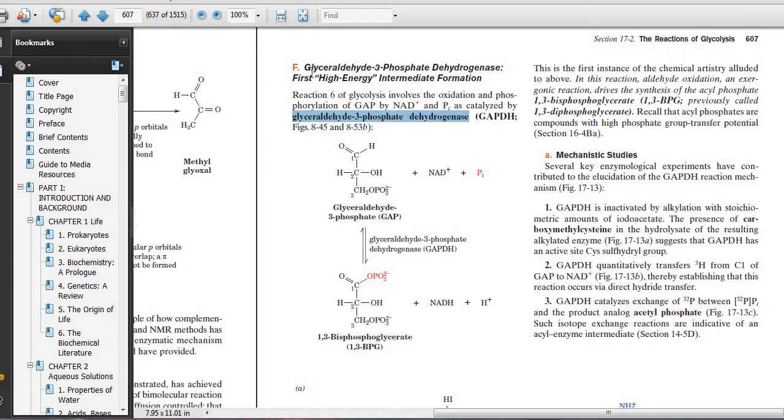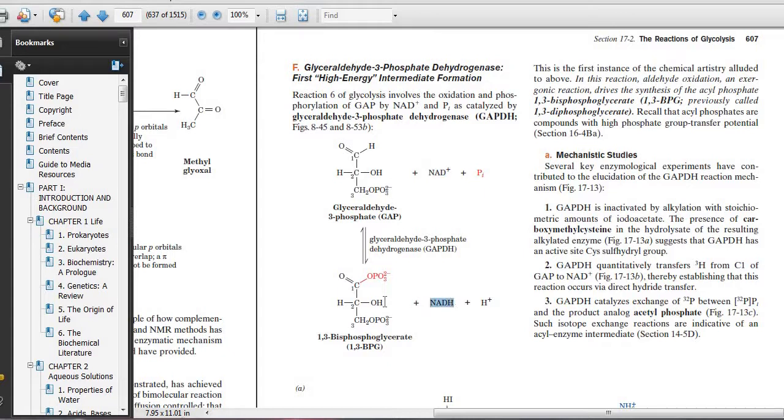The conversion of glyceraldehyde 3-phosphate to 1,3-bisphosphoglycerate is catalyzed by an enzyme called glyceraldehyde 3-phosphate dehydrogenase. This is reaction number 6 of glycolysis, also known as the first high energy intermediate formation. In this reaction the substrate is glyceraldehyde 3-phosphate, and we are using an oxidizing agent, NAD+. After the reaction, NAD+ becomes NADH.